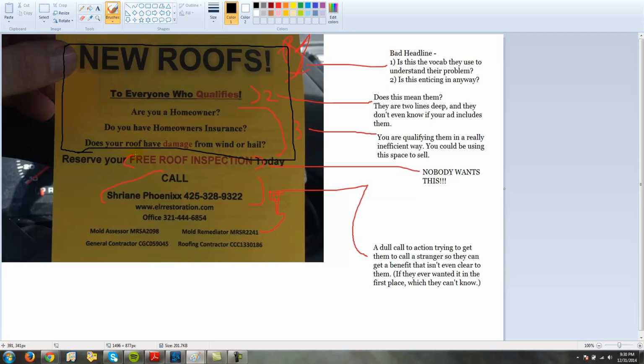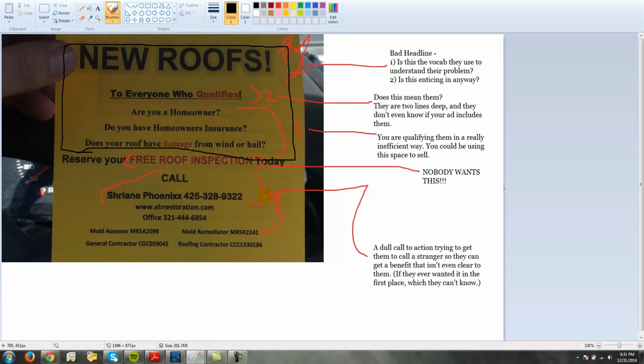You then go right into your call to action with "reserve your free roof inspection today." You're asking them to take action to do something they don't quite understand for something that they probably don't want. Nobody really wants a roof inspection. That's not something that people ever get excited about. That phrase never pops into anyone's head. We're like, man, I really need to reserve a free roof inspection. And then you say, hey, call, and your name, Shrine Dream Phoenix, and then your number.